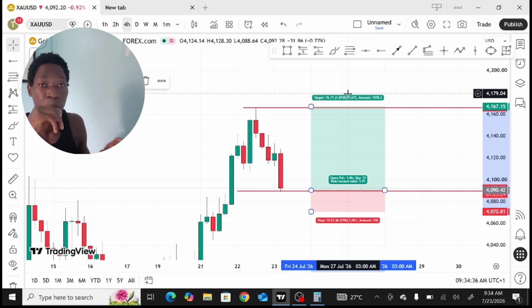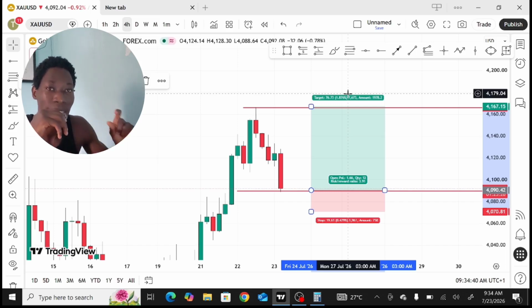I'm also going to be dropping videos on how to calculate gold in terms of lot size, so you know how much you are risking on every single trade you place. But now I believe you know how to calculate gold.